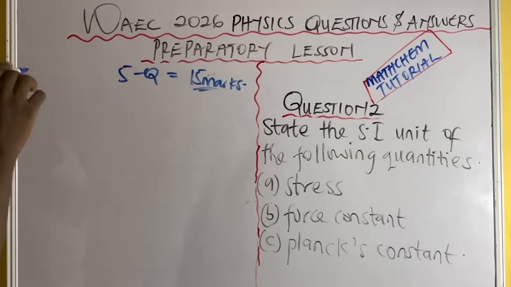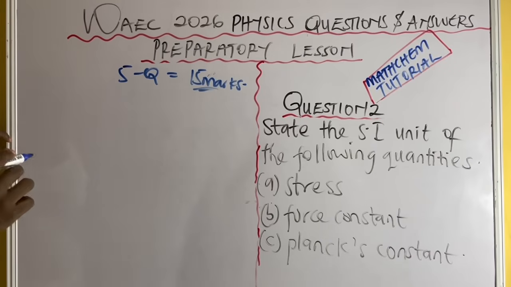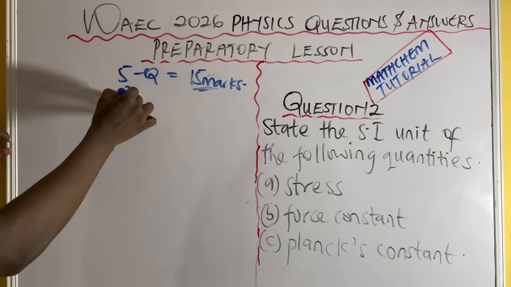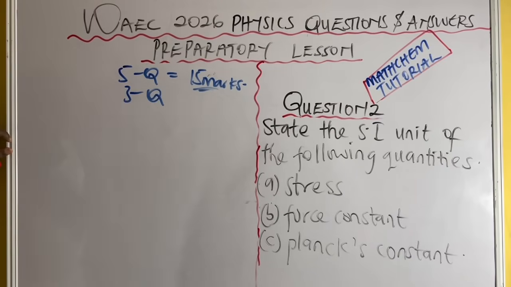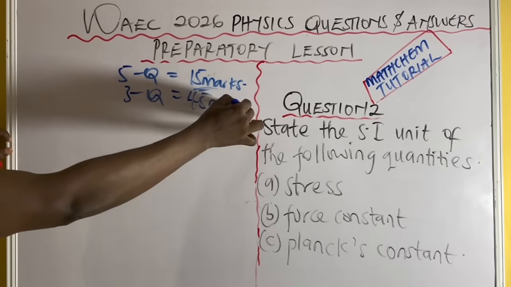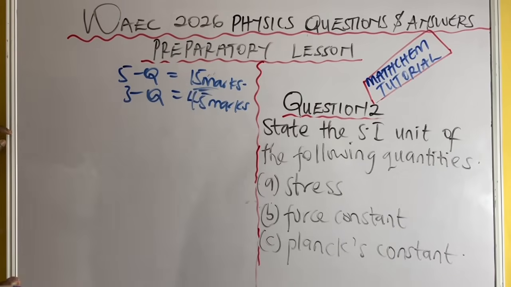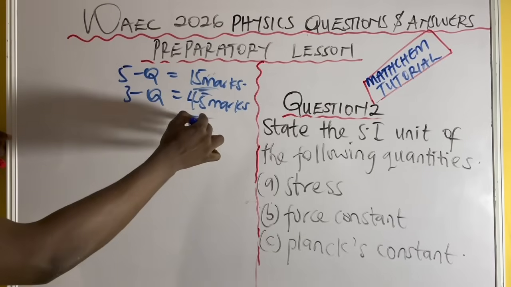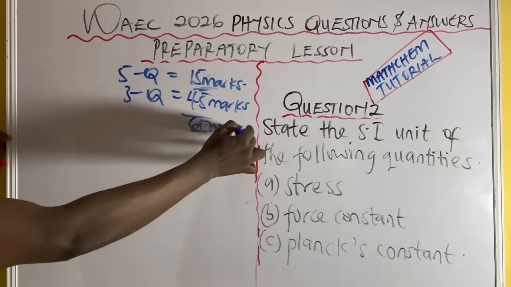That's for part 1. For part 2, they will give you 5 questions. You have to answer 3. Each of the 3 carries 15 marks, which makes it 45 marks. So if you sum up these 2 marks together, that will be 60 marks in your theory.